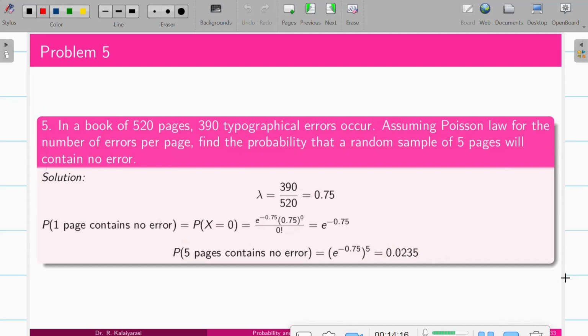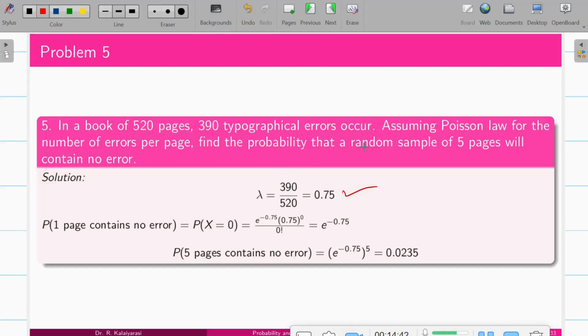So in a book of 520 pages, 390 typographic errors occur. Assume Poisson law for the number of errors per page. Find the probability that a random sample of 5 pages will contain no error. So here the average, we have to find lambda, which is not given. It is given that 390 typographic errors occur. So the average is 390 upon 520 pages. So you got your lambda.